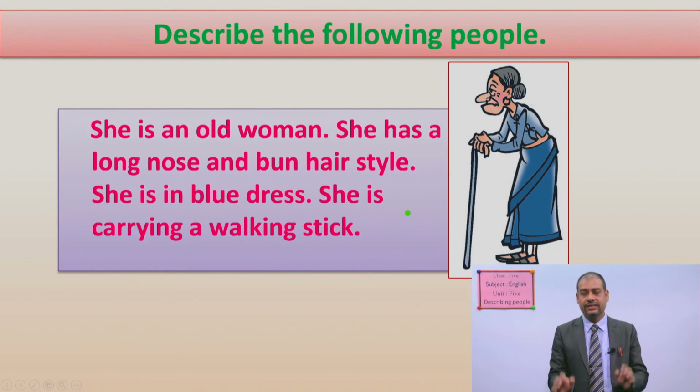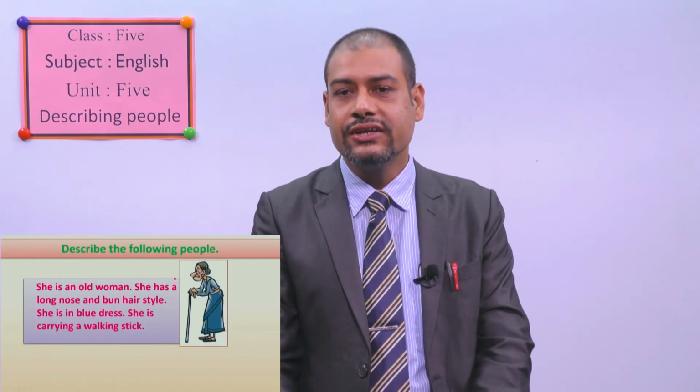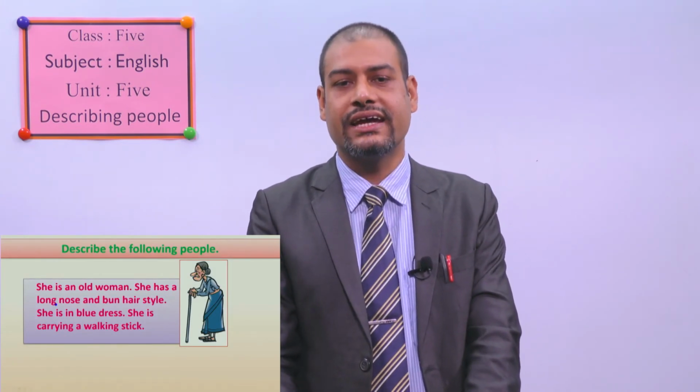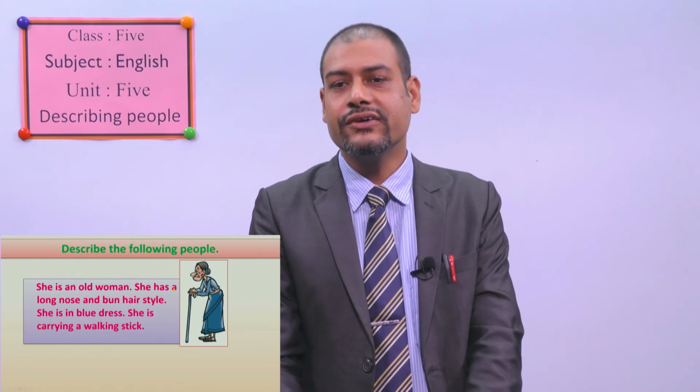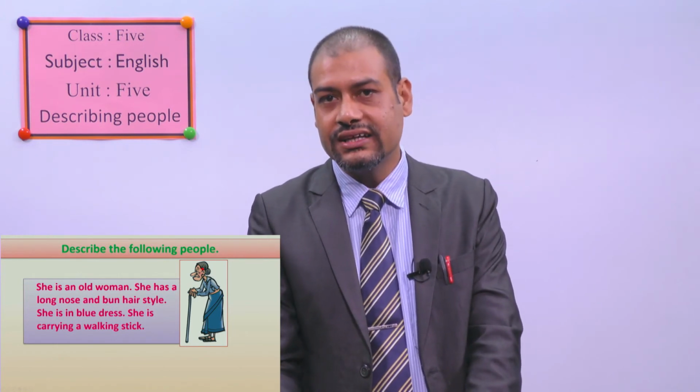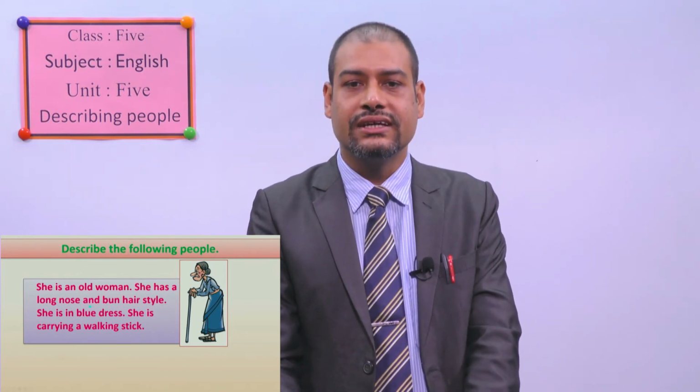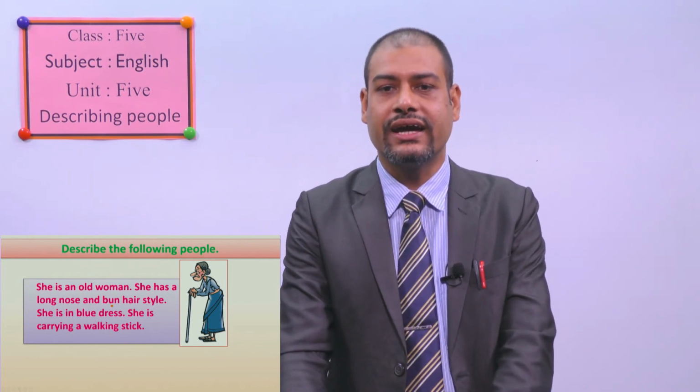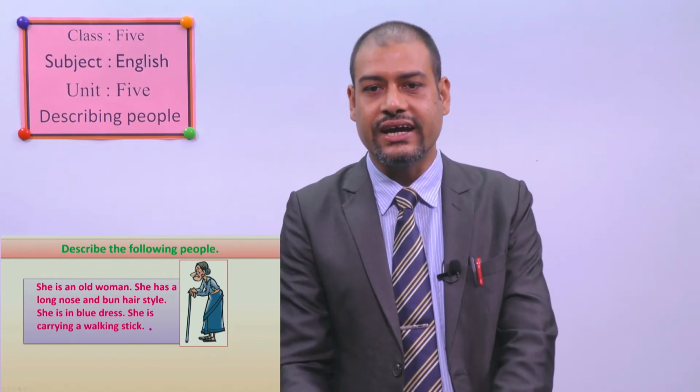So don't forget, we have described her, let's say, age, old woman. It means that when you describe a person, at that time you can describe that person's age also. Okay, then you can describe nose. See, I have written here long nose. Then you can describe his or her hairstyle. So this old woman has this bun hairstyle. That's why I describe as bun hairstyle.